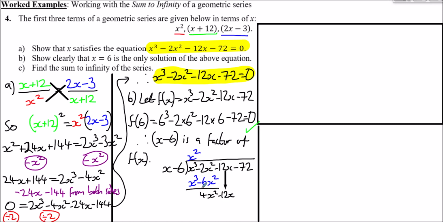We now repeat. So we now divide the 4x squared by x. 4x squared divided by x gives positive 4x. We now multiply 4x by x minus 6. 4x times x is 4x squared. 4x times minus 6 gives minus 24x.